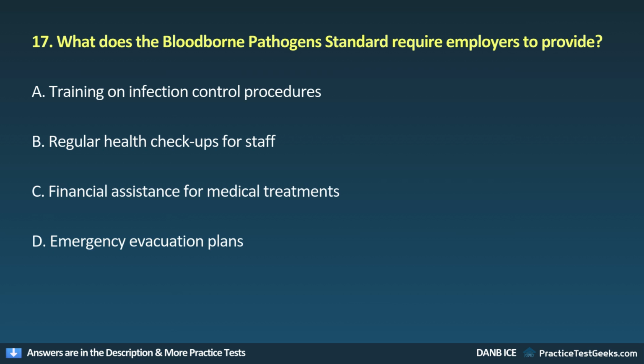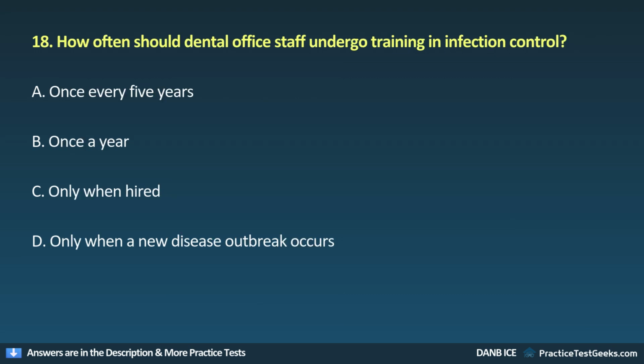17. What does the bloodborne pathogens standard require employers to provide? A. Training on infection control procedures. B. Regular health checkups for staff. C. Financial assistance for medical treatments. D. Emergency evacuation plans.